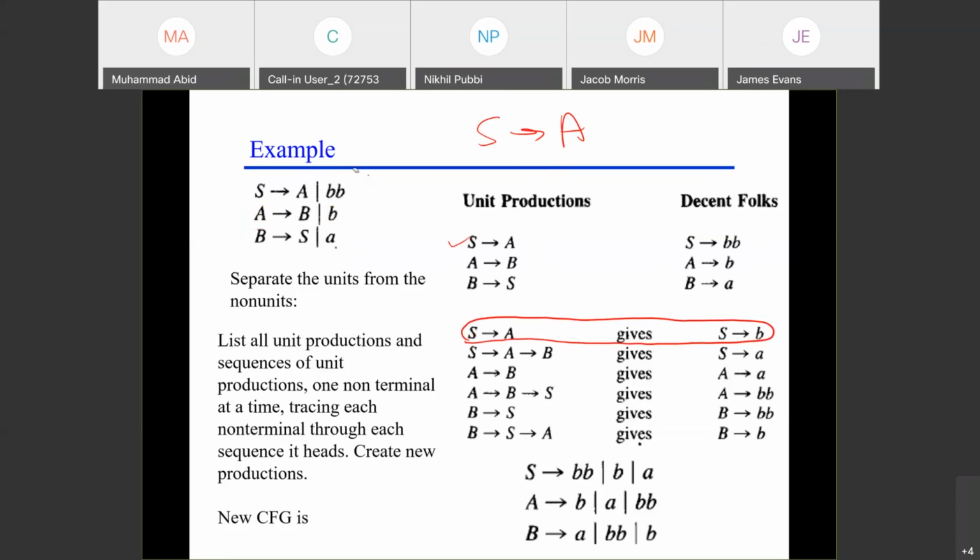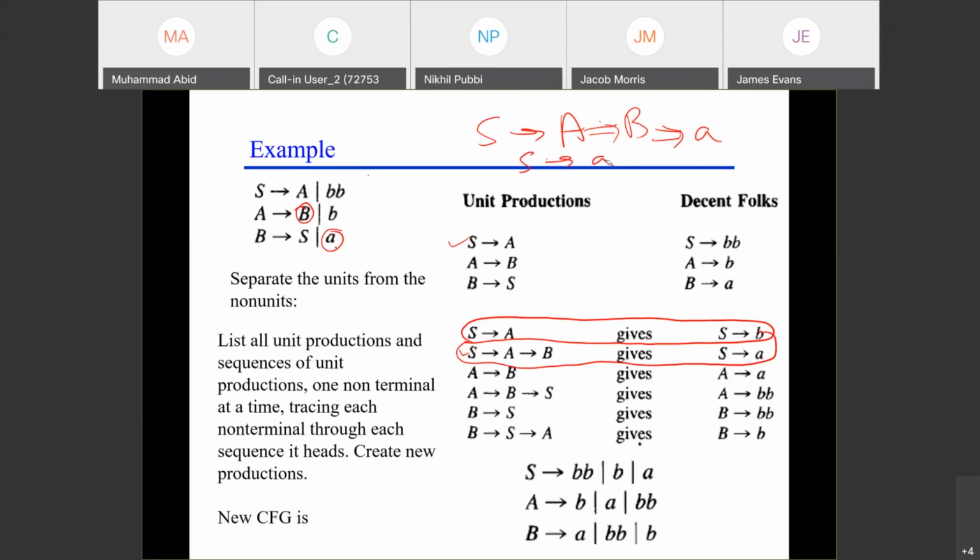So S can be replaced by A, A can be replaced by B, and B can be replaced by A. Look at this one. B can be replaced by A. S is a non-terminal, so we will not do that. So now it means that S can give you this A. So when you have this production rule, this gives you this production rule. S can be replaced by A indirectly. So we add this one when you delete this.